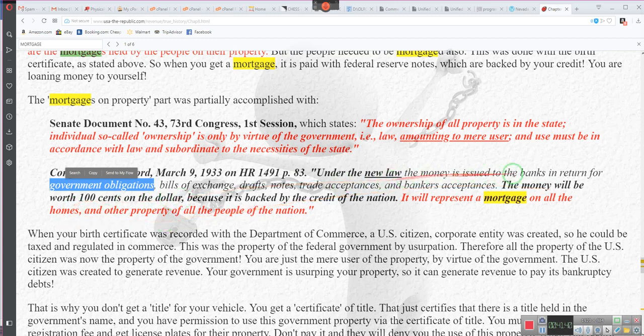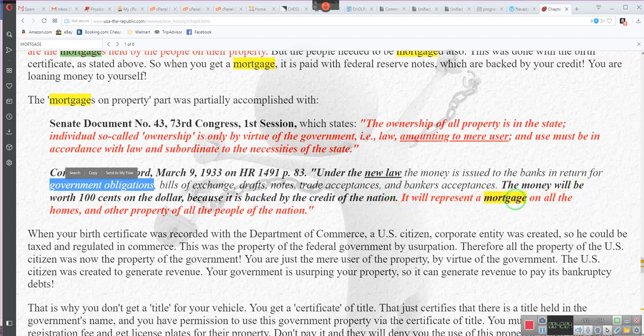They are not talking about Federal Reserve notes here. Federal Reserve notes are not money. Money has value. Federal Reserve notes have no value. Anyway, 100 cents on the dollar because they are backed by the credit of the nation. Federal Reserve notes are not backed by the credit of the nation. They're not backed by anything. Pay attention. United States Treasury just told you that.